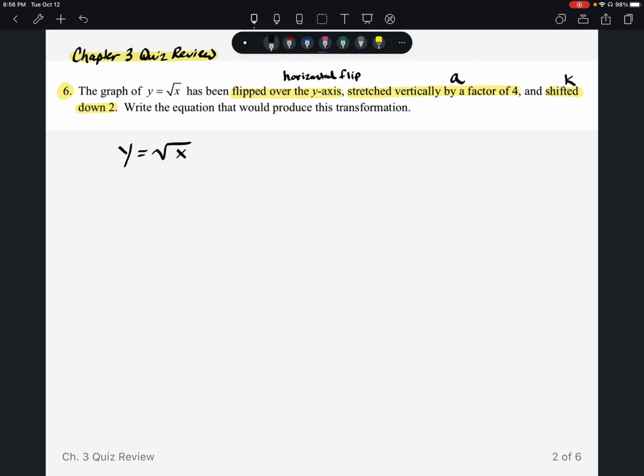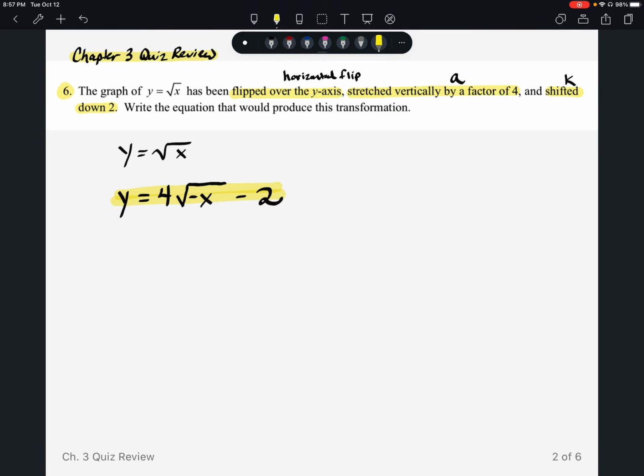So as we go through and try to rewrite our new function, we're going to have y is equal to, okay, so a we know is going to have to be 4 because it's vertically stretched by that factor. And then we're going to take times the square root. And if I want to horizontally flip it, remember we have to take our x and make it negative. And then to shift it down 2, we'll say minus 2 on the outside. So what we're looking at is this equation here.